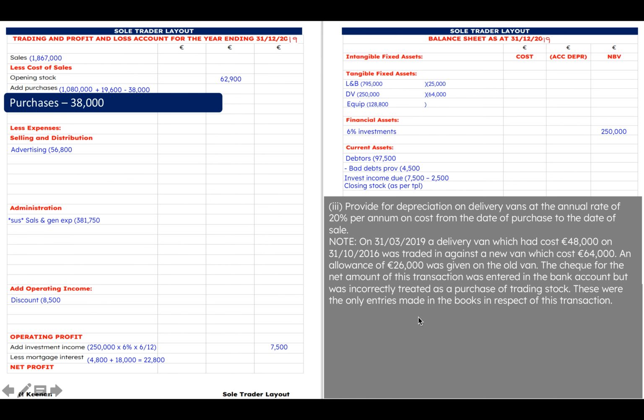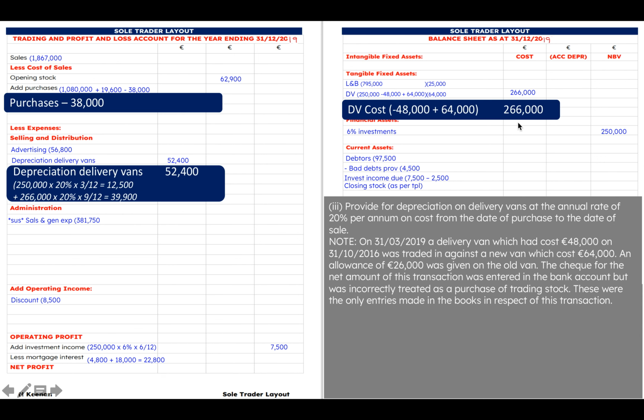Then we have to do our new cost of van. From the cost here, this 250 came from our trial balance. We minus the 48,000, which is the cost of the old van, and we add the cost of the new van, which is 64. So altogether that has a cost of €266,000.